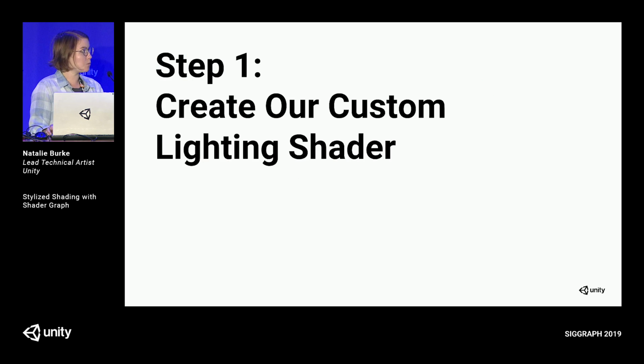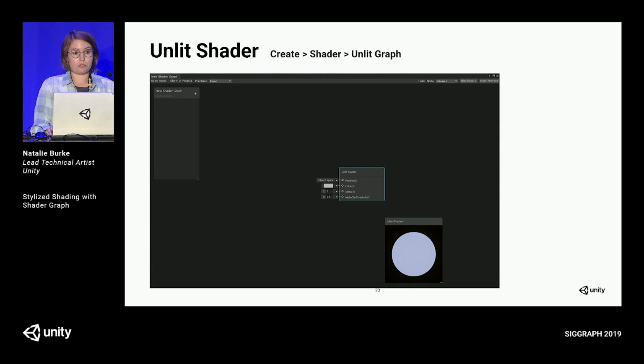So let's get started with step one. Let's create our custom lighting shader. So the first step to create a custom lighting shader is by using a shader with no lighting by default. So this would be our unlit shader. I would also want to decide on a render pipeline at this point. For this particular example, I'm using the lightweight render pipeline.